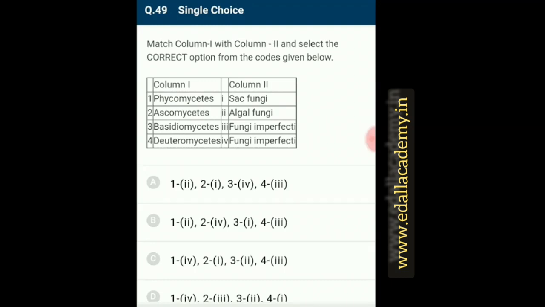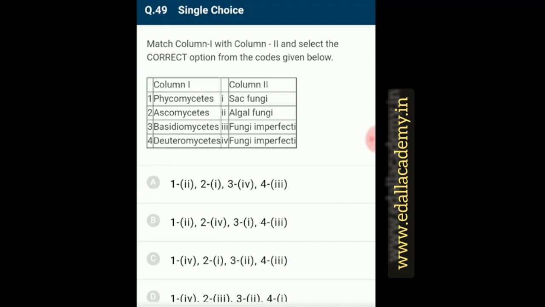Phycomycetes are mainly found in aquatic habitats. They are algae-like fungal species and grow on decaying wood. Their mycelium is aseptate and coenocytic. Examples are Mucor, Rhizopus, Albugo. Ascomycetes are majorly multicellular and also called sac fungi, as the reproductive spores are produced in a sac-like structure called ascus. Basidiomycetes are filamentous fungi having hyphae and specialized club-shaped cells called basidia involved in sexual reproduction.